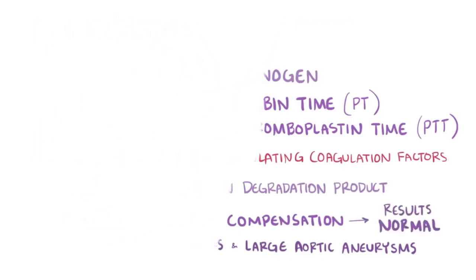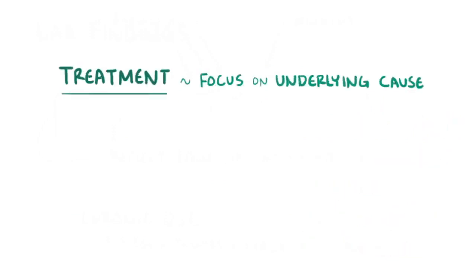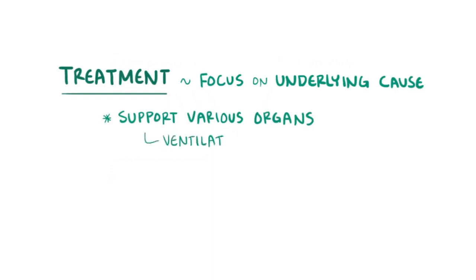In either acute or chronic DIC, the treatment focuses on treating the underlying cause, because that's what drives the activation of the coagulation cascade. In addition, the goals are to support the various organs, using measures like ventilator support, hemodynamic support, and transfusions if they're needed.